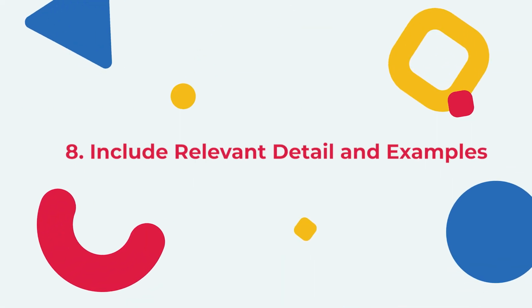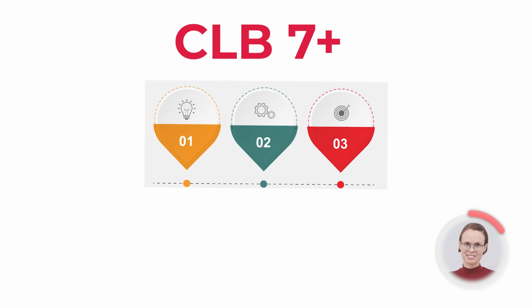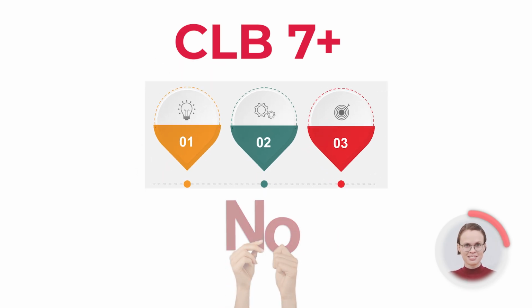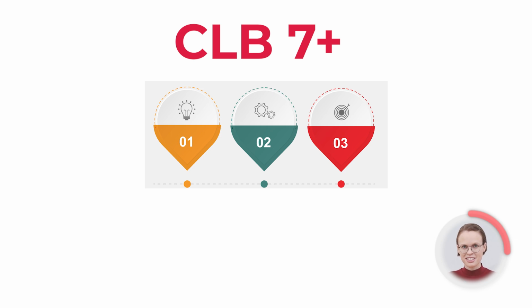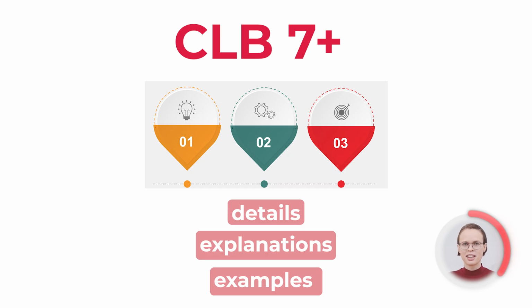Tip number 8 is to include relevant details and examples in your email. This is essential for achieving high scores in the content coherence dimension. Simply addressing the bullet points in a basic way isn't enough for CLB 7+. You need to expand on each point with appropriate details, explanations, or examples that are relevant to the task.